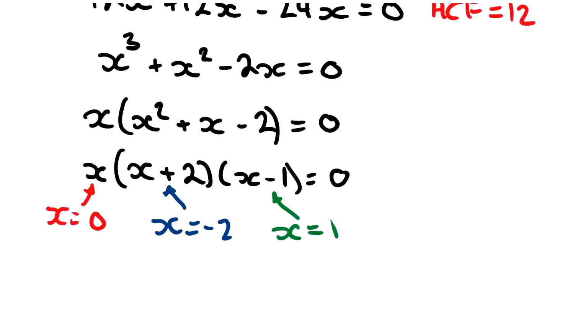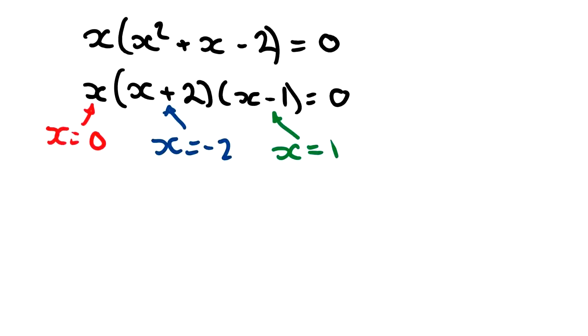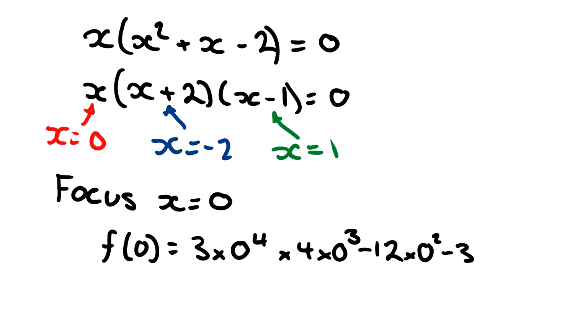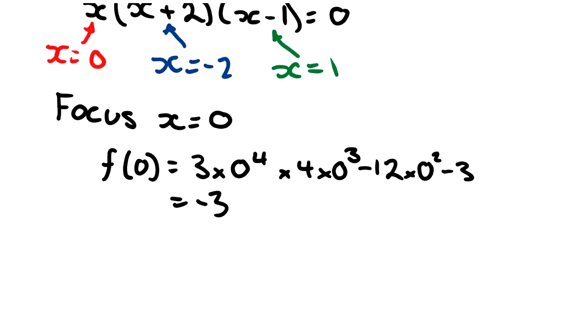And now we focus on one of them at a time until we find what type of point it is. So to begin with, we're going to focus when x is 0. So we'll find what its y value is by substituting 0 back into the original equation. Put that in your calculator and you'll get an answer of -3. So our coordinates are 0, -3.